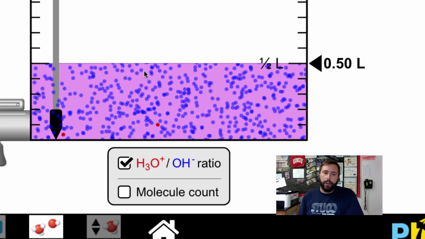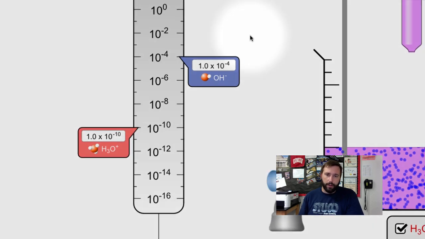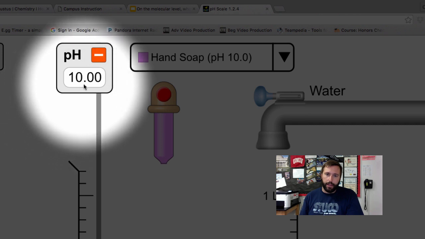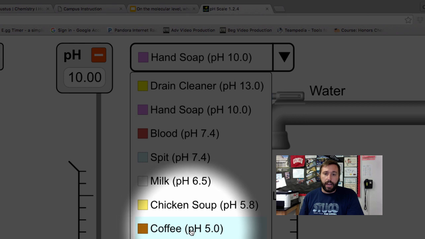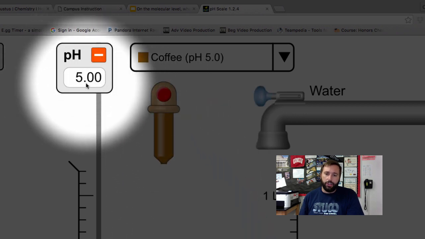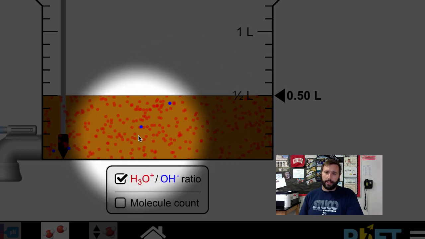Okay, coming over here to the left is where we're going to find some concentrations. This is the concentration of hydroxide currently in solution, and this is the concentration of hydronium ions in solution. Please note that there's also a pH meter up here, and that pH meter is displaying currently 10. If I change this to, let's say, coffee, then the pH changes too. And also note how the amount of hydronium and hydroxide also change.